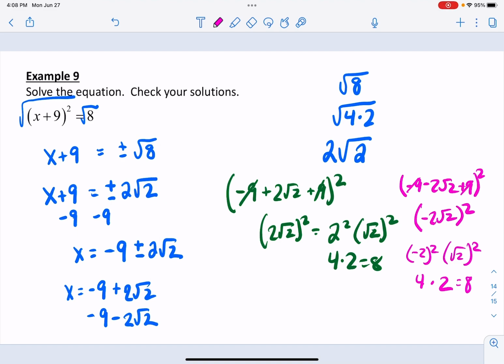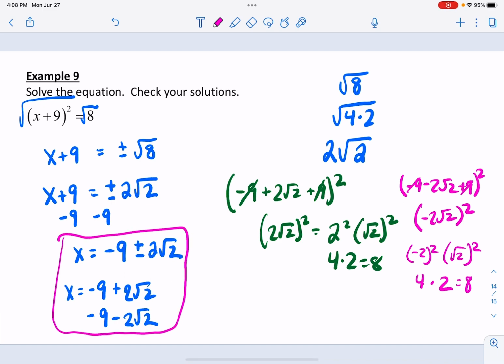So we could check our solutions. And I always want our answers in simplest radical form. Either one of these two forms is acceptable. I just need you guys to make sure you realize that this really means there are two solutions. Okay, so that is my video on perfect square trinomials.